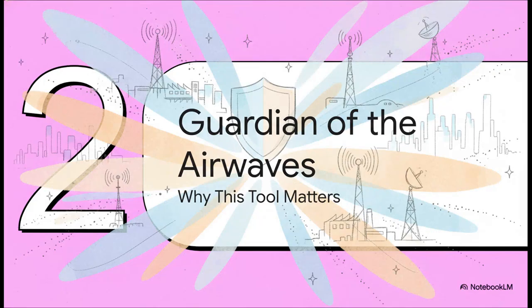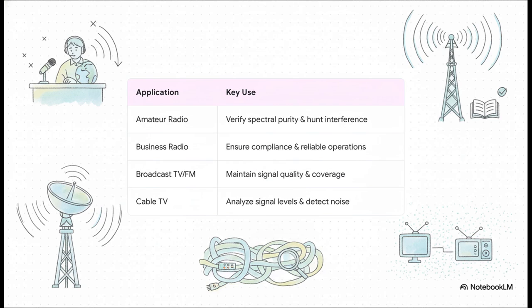Now, this case is just a perfect little example of the spectrum analyzer in action, but its role as the guardian of the airwaves, well, it extends across dozens of industries. Let's zoom out for a second and look at the bigger picture here. It's an absolutely essential tool everywhere you look. For amateur radio, it's all about hunting interference and keeping signals clean. For business radio, it's making sure they're following the rules and that their operations are reliable. For broadcast TV and FM radio, it's all about maintaining signal quality for millions of people. And for cable TV, it's used to hunt down noise in miles and miles of complex networks.